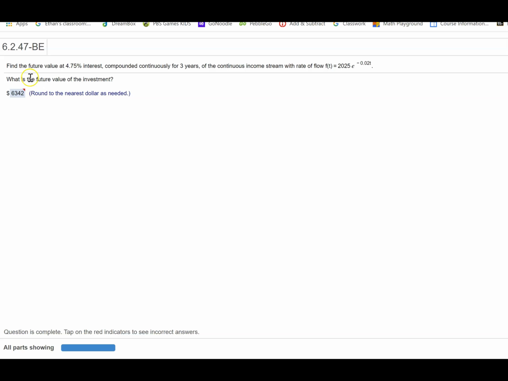So again, the keywords here were future value. So you'll be given that future value formula. You just have to write out the integral with all the values plugged into the correct places, and then use technology to integrate.